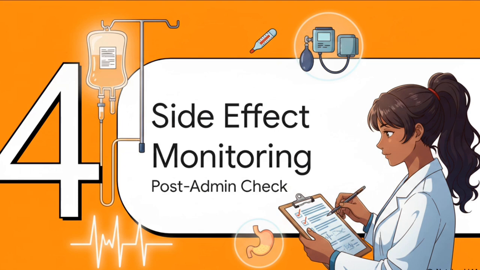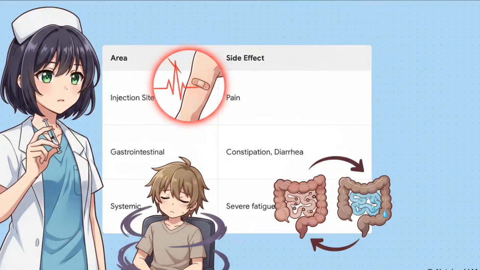Section 4. Monitoring common side effects. Because giving the med is only half the job, right? Your workflow immediately shifts to vigilant post-administration monitoring. Ondansetron works wonders, but you've got to stay vigilant. Watch the injection site for localized pain. On the GI front, things can actually swing either way. They might hit constipation or diarrhea. Systemically, you need to be hyper-aware of the onset of severe fatigue. These are the most common reactions we see in the clinical data.